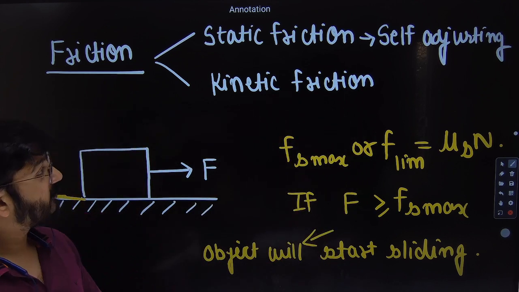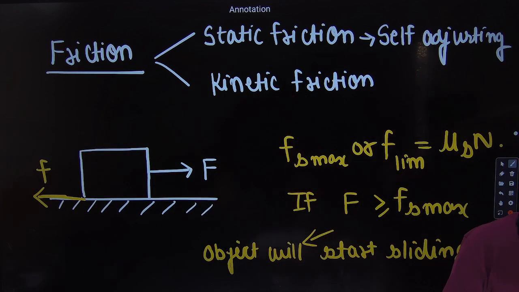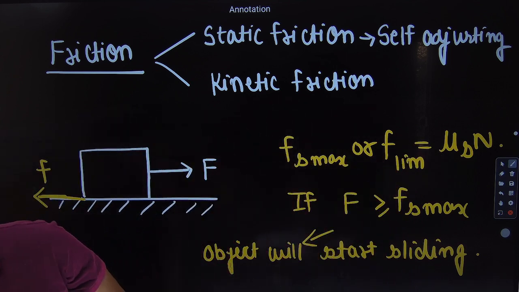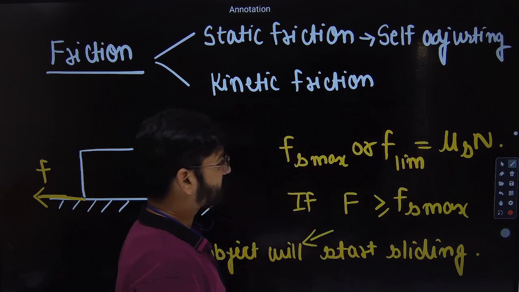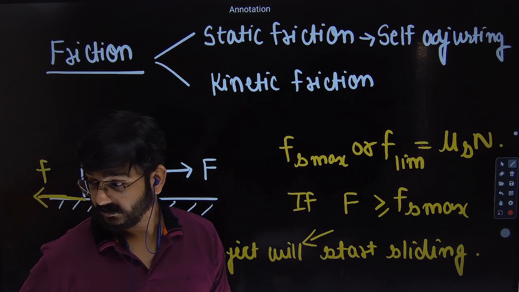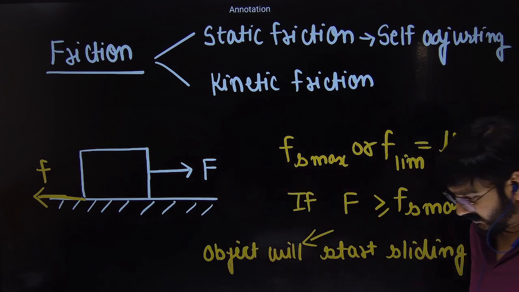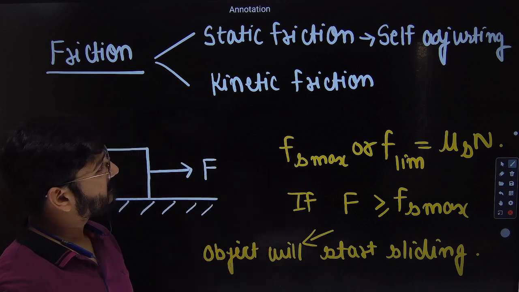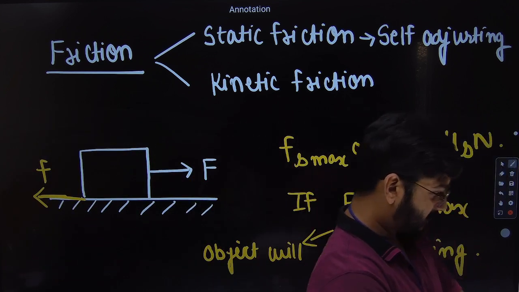You see that I have written one more term here. Static friction is self-adjusting. Anyone knows the meaning of this word? Static friction is self-adjusting. Anyone in the class? What is the meaning of self-adjusting? Yes, Aditi. Can you repeat yourself? It doesn't have a fixed value. Okay. So how is it called self-adjusting then? It has a maximum value, and any value below the maximum value, it will adjust itself accordingly.